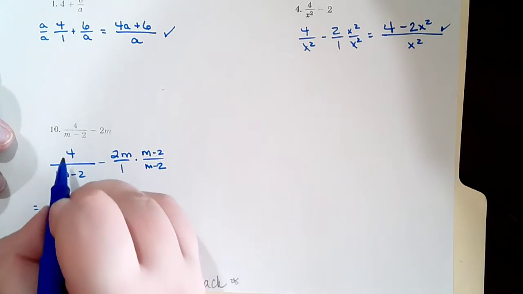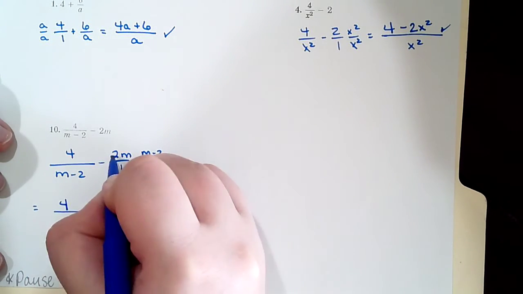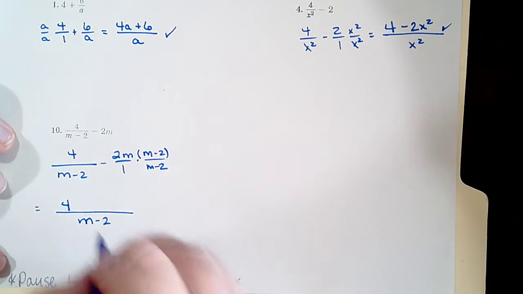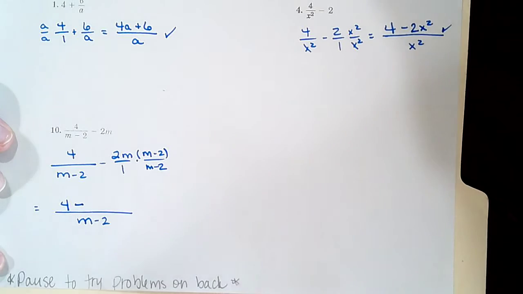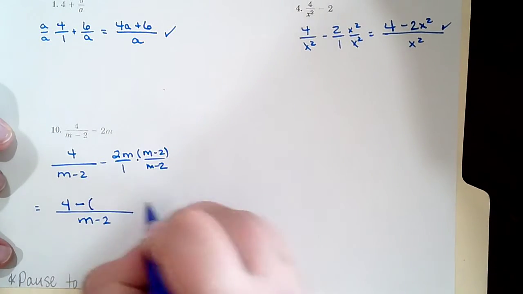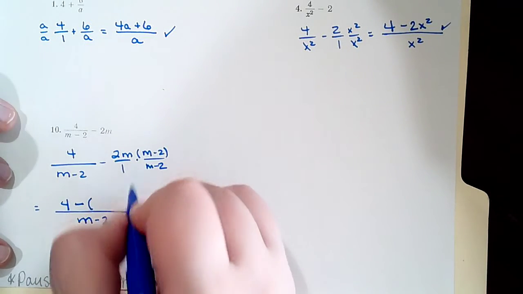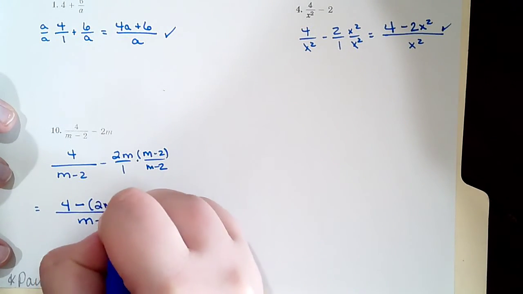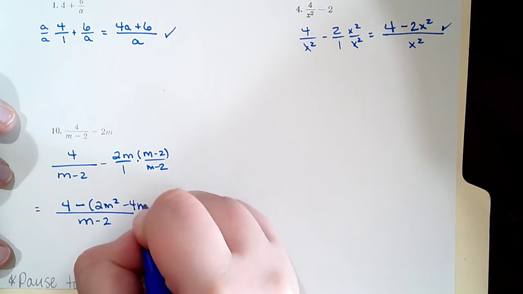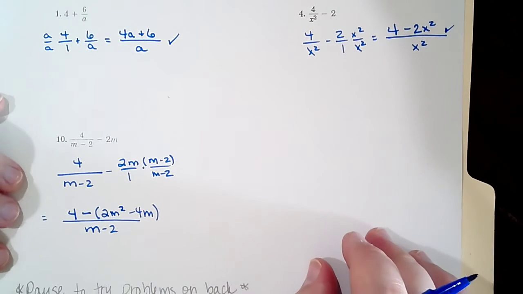Sorry for that slip. On the left, I'm left with 4. On the right, I get whatever 2m times m minus 2 is. I'm going to distribute that negative, but I'm going to do it in just a minute. So I'm going to put whatever answer I get in parentheses. 2m times m is 2m squared. 2m times negative 2 is negative 4m. Now I can distribute that negative in and simplify.